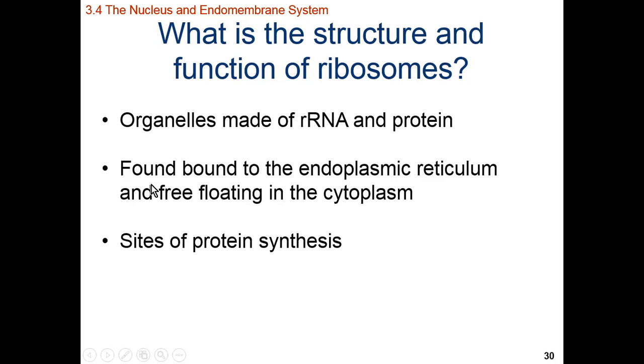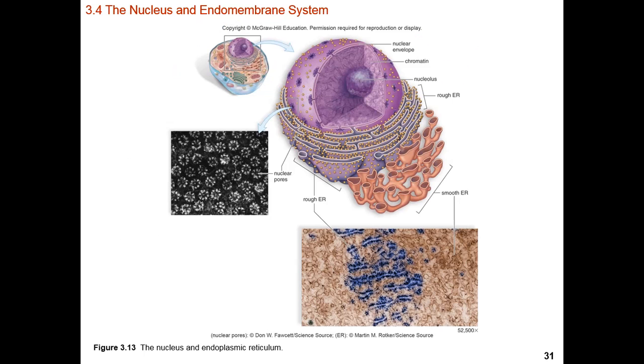Ribosomes are important in our cells because they're the little workers, so to speak. They are the little factories that make proteins in our cells, the site of protein synthesis. And proteins are significant because they make up most of the dry mass of our bodies.